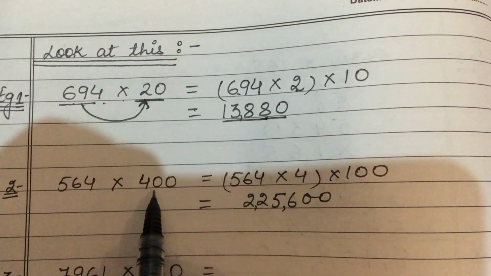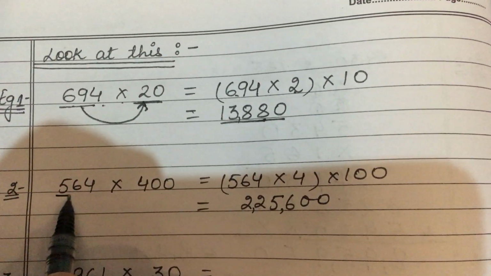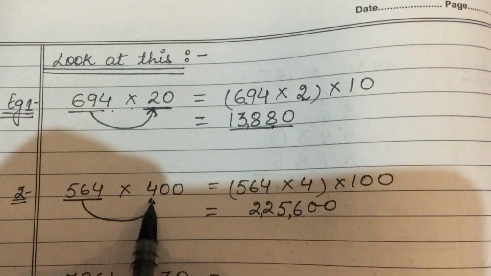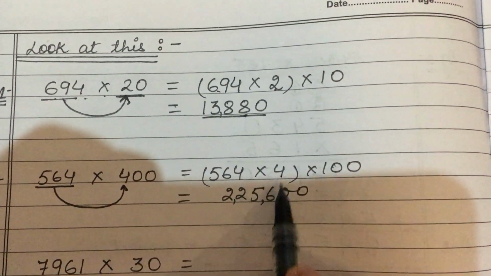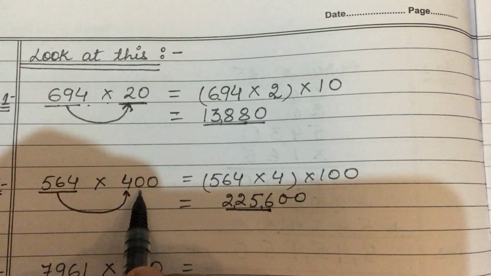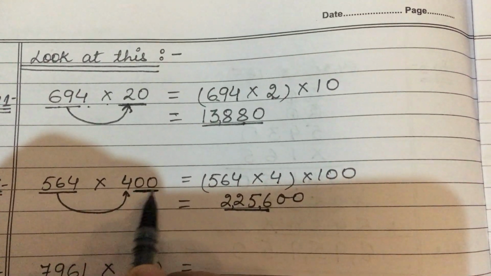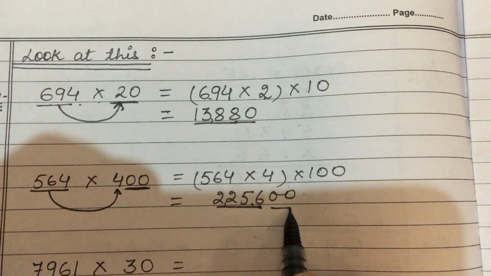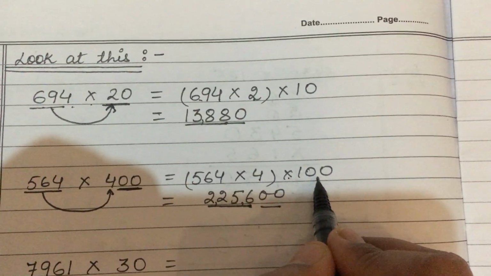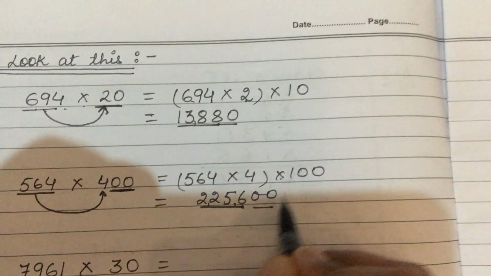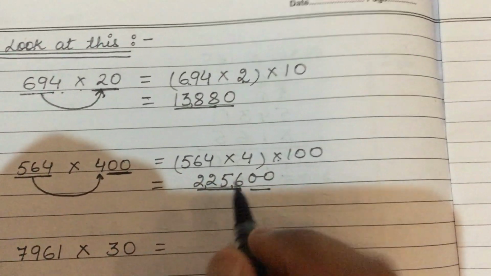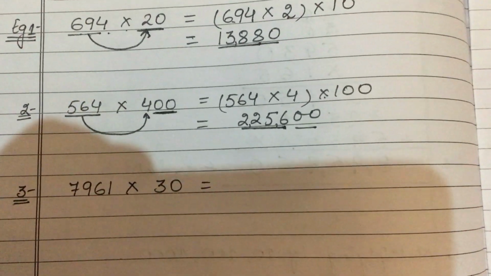564 multiplied by 400. So this 564 we will first multiply by 4. Only 4. So 564 multiplied by 4 is 2256. And 400 has 2 zeros, so we will add 2 zeros, because we broke 400 into 4 into 100. This 100 has 2 zeros, so we added 2 zeros. So the answer is 2,25,600.